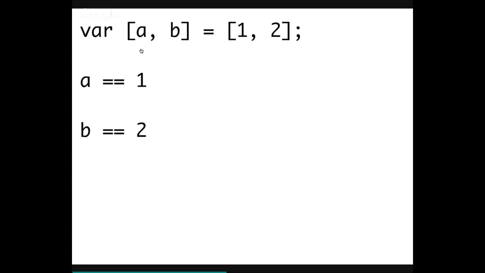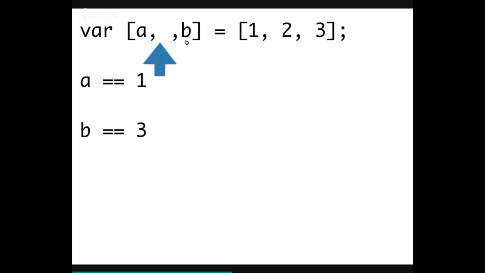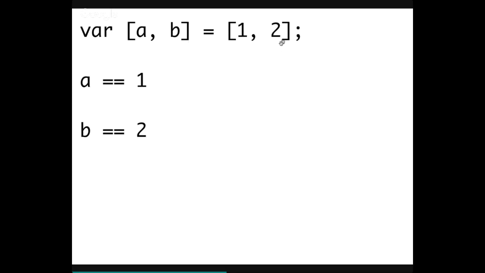So destructuring is just a really handy way to create variables and assign them to items from an array or an object automatically. So in this case, it's creating two variables, A and B. And A is 1 and B is 2. So it's a really useful way to get things out of, in this case, an array and also objects.